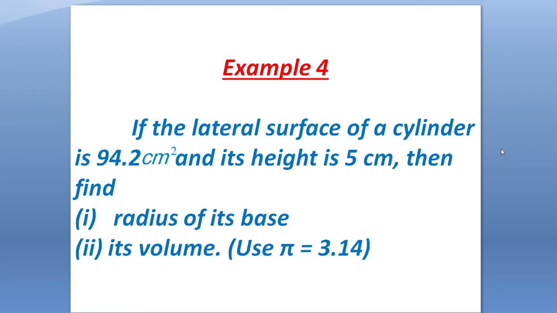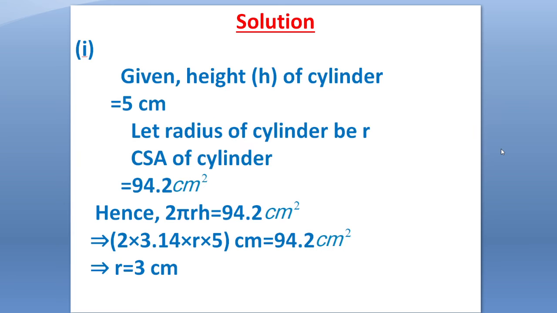Now example number 4. If the lateral surface of a cylinder is 94.2 centimeter square and its height is 5 centimeter, then find out first one radius of its base and second its volume. Use pi is equal to 3.14. Solution. Given height of cylinder 5 centimeter.